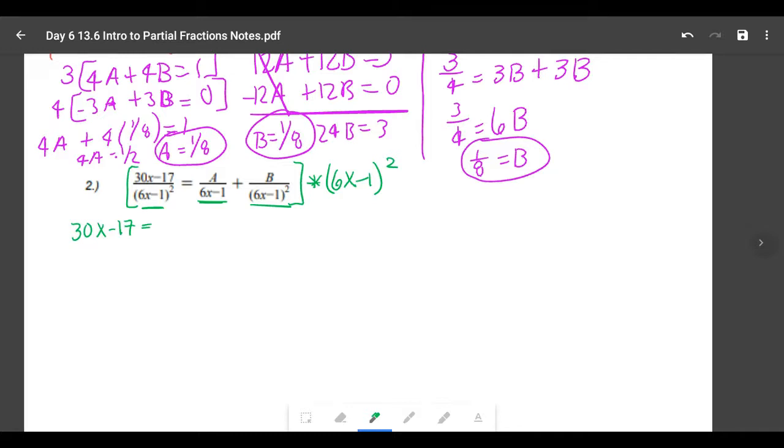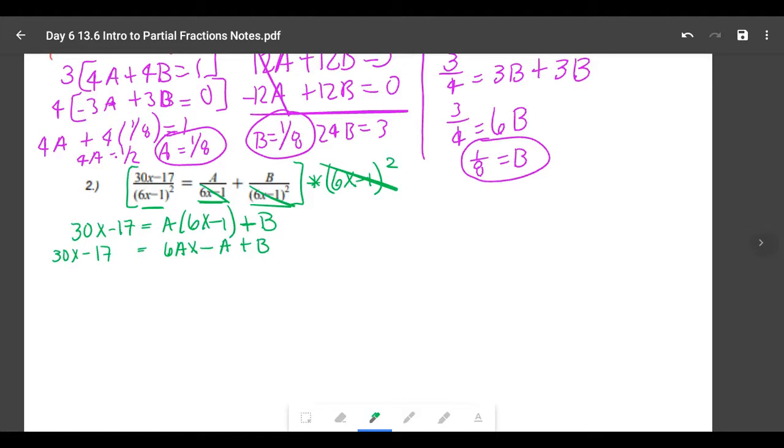Then for this a fraction, one of the 6x minus 1s will cancel out, but one will be left. Okay, so I just have a times 6x minus 1. And then for this b fraction, the entire denominator will cancel out. So all I'm left with is b. All right, you could do the convenient values method by substituting in x to be 1/6, but I like the equating the coefficients method, so I'm going to do that. So I would get 6ax minus a plus b equals 30x minus 17.